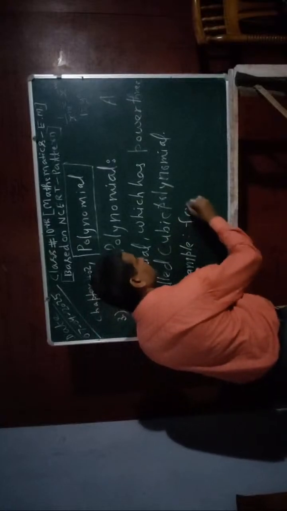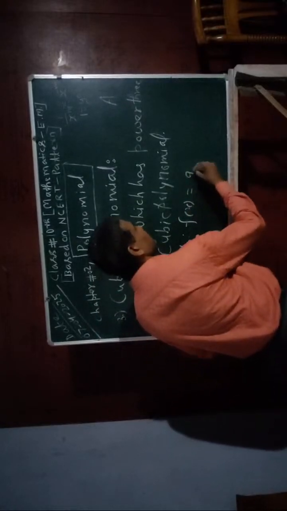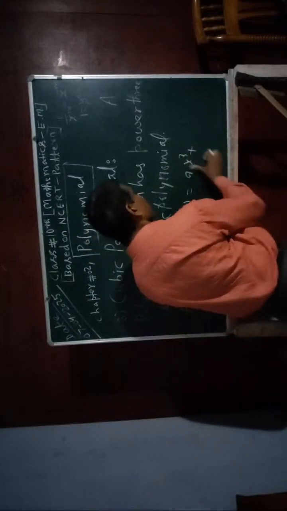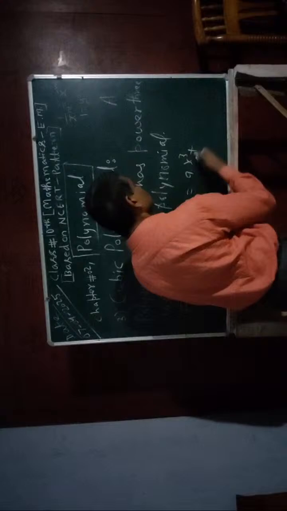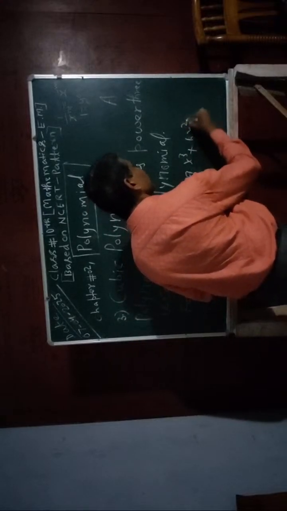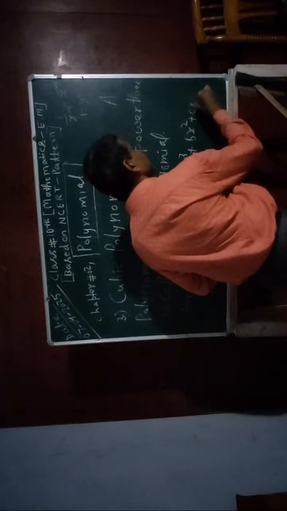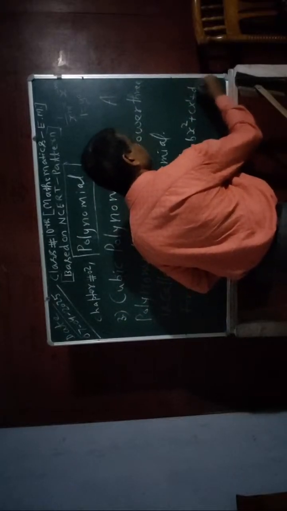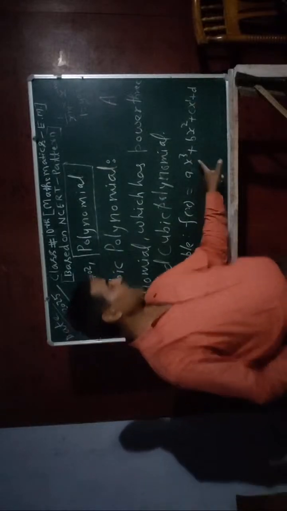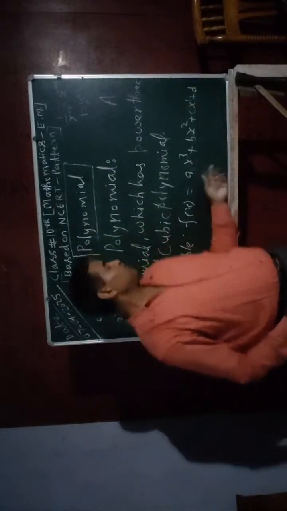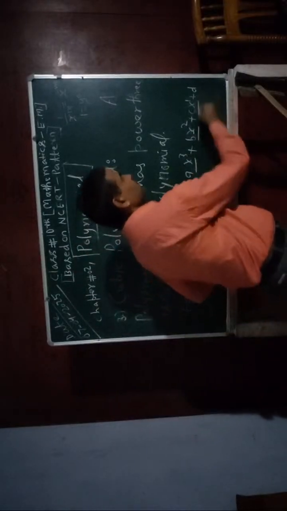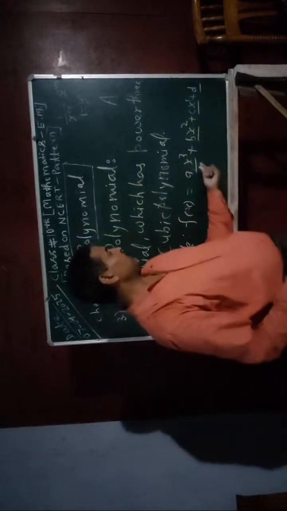f(x) = a x^3 + b x^2 + c x^1 + d. So this is a polynomial which has maximum power 3, because here there is one term, second term, third term and fourth term.